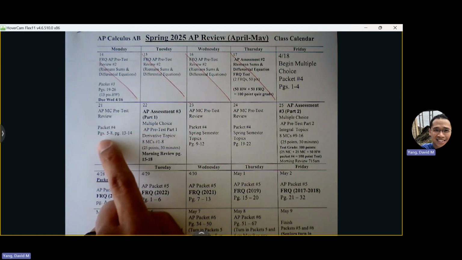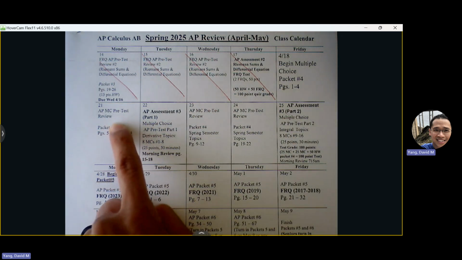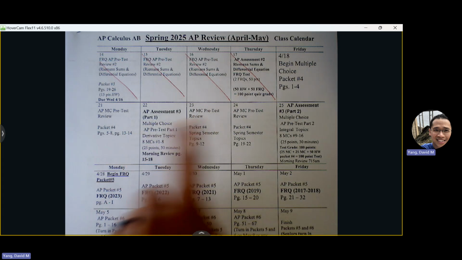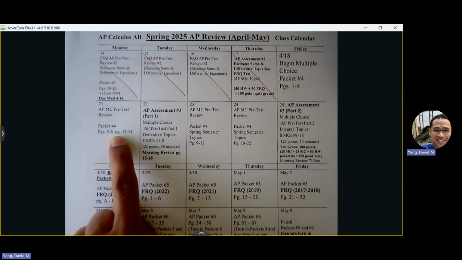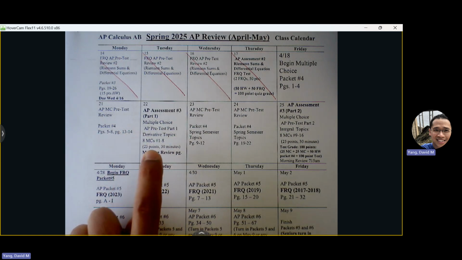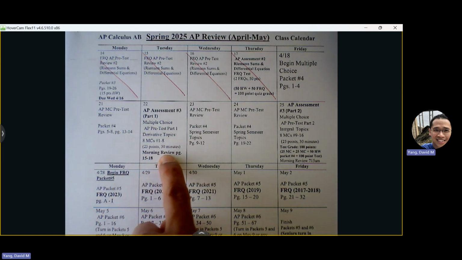And then on Monday, we'll work on, sorry, I meant to say, pages 5 through 8, and 13 through 14. Those are the second half of first semester topics that I want to go over. And then your test part 1 is going to be Tuesday.